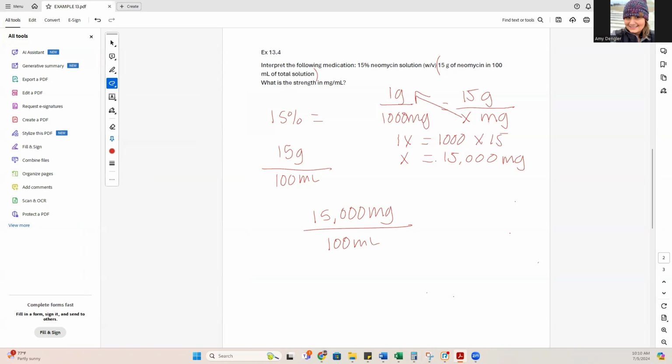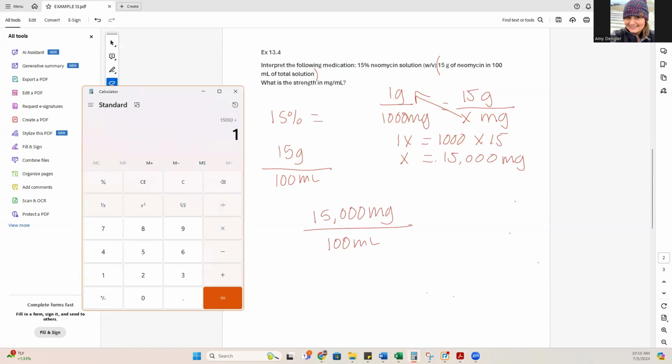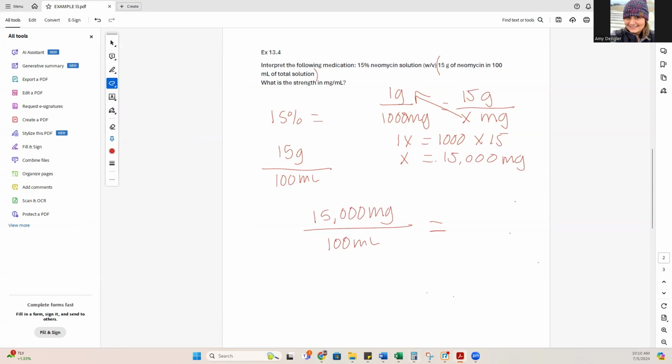However, this could lead to many mistakes with all the zeros. So we always express medications usually in their lowest strength. So we are going to take that 15,000 and we're going to divide it by 100. And that gives us 150. And that would be the same thing as if we took 100 and divided it by each side. That would leave us with just the ml down here, and that would leave us with 150. So our strength is 150 milligrams per milliliter.